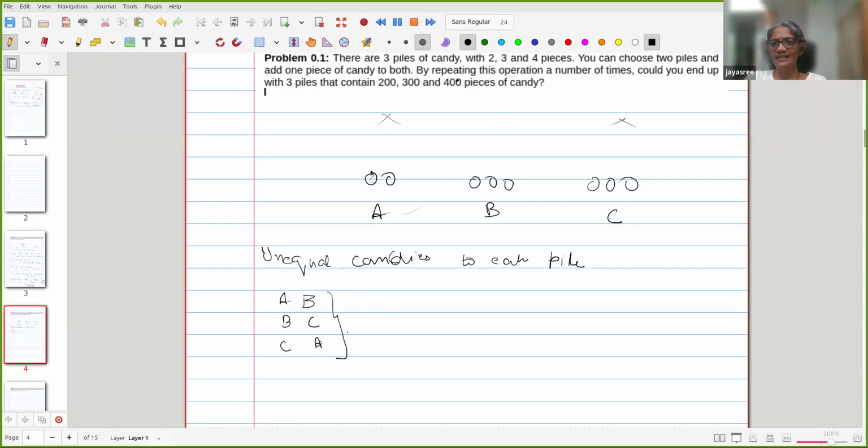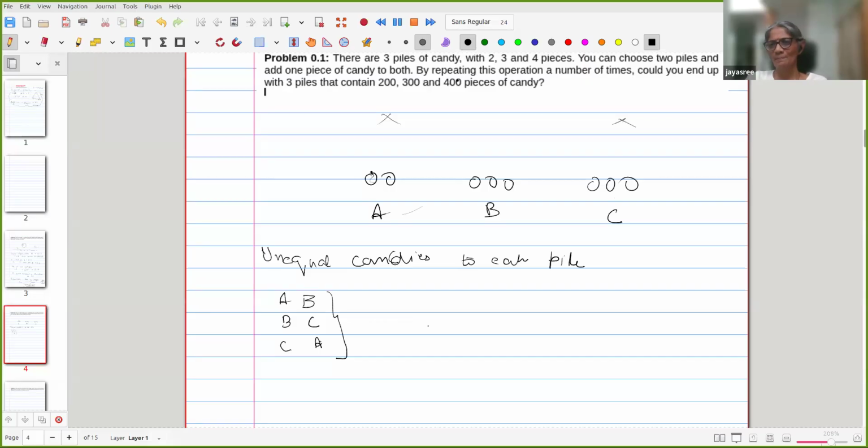Yes, Shraddha, let's hear Shraddha and then whoever it was that said. Shraddha, what do you think? Ma'am, we have 2, 3, and 4 pieces, and at the end we have 200, 300 and 400 pieces. So can the pile with 4 pieces at first become 200 pieces? Yeah, it can. There's no compulsion for it to become 400 only.